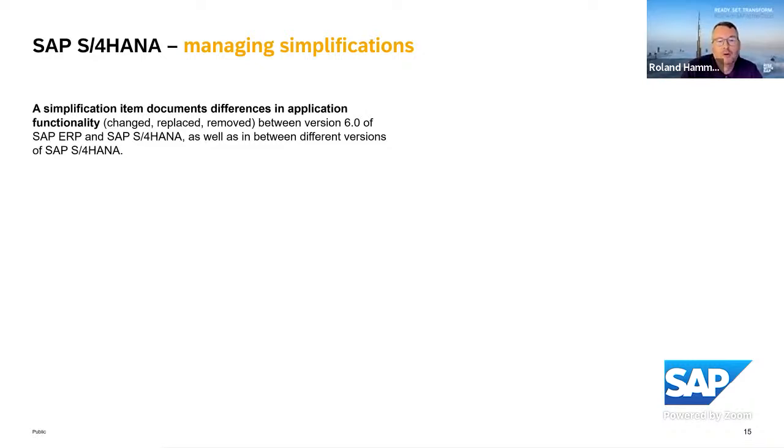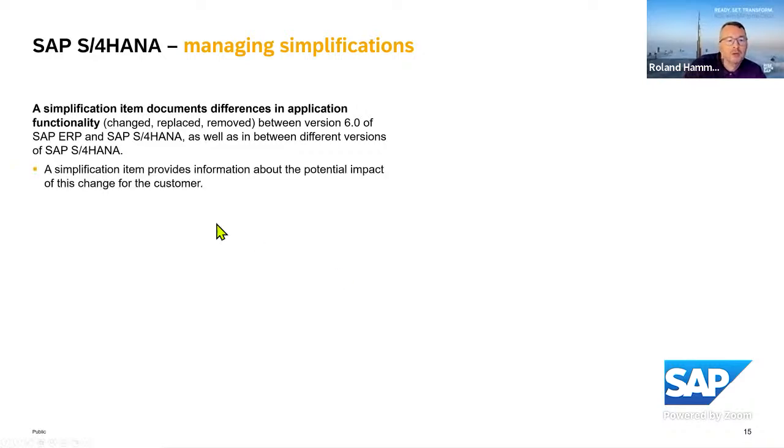So once you are in S/4HANA and you do an upgrade from an older version of SAP S/4HANA to a newer version, it could also happen that we have renovated some functions in between and there are incompatible changes. And to help you find out that there are those incompatible changes and what kind of measures you have to take, the simplification item provides information about the potential impact of this change for you as a customer.